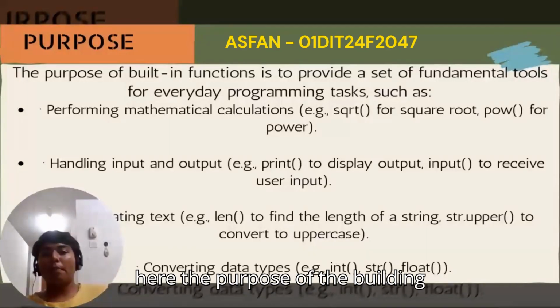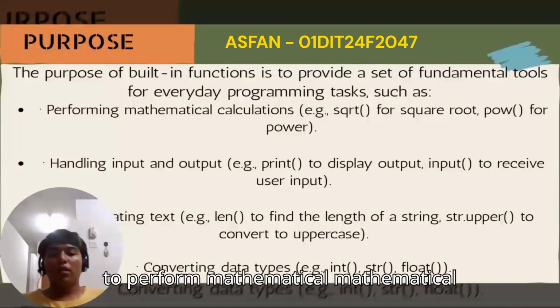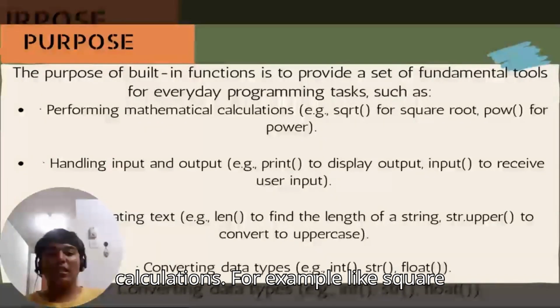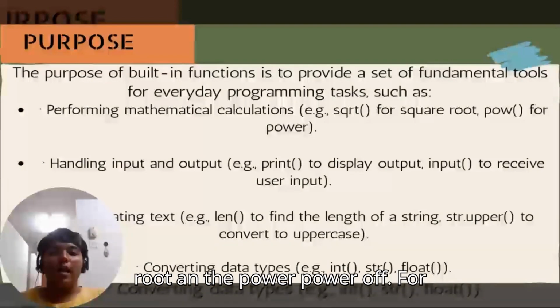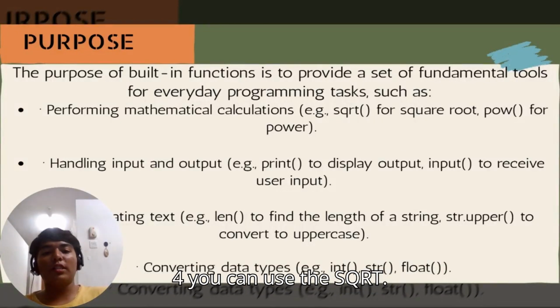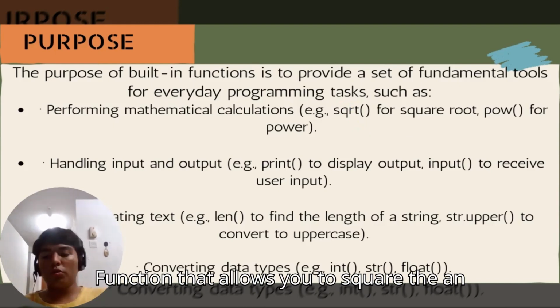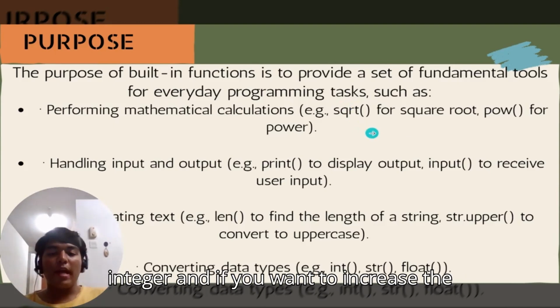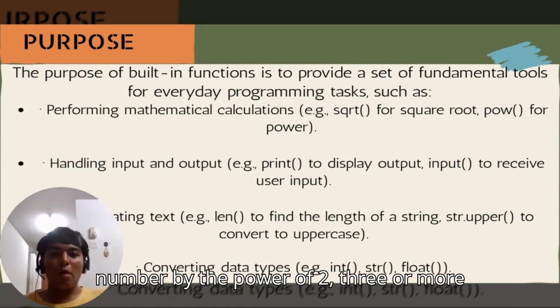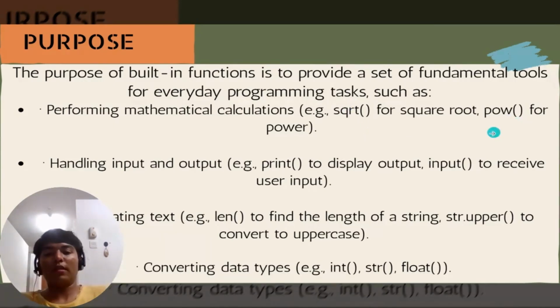Now, here are the purposes of built-in functions. The first one is to perform mathematical calculations, for example, square root and power. If you want to find the square root of 4, you can use the sqrt function that allows you to take the square root of an integer. And if you want to raise a number to the power of 2, 3, or more, you can use the pow function.